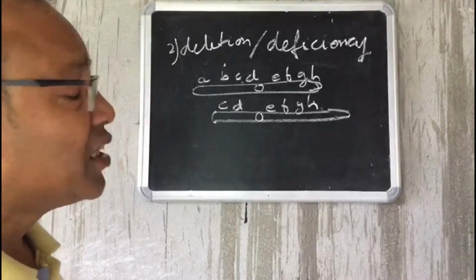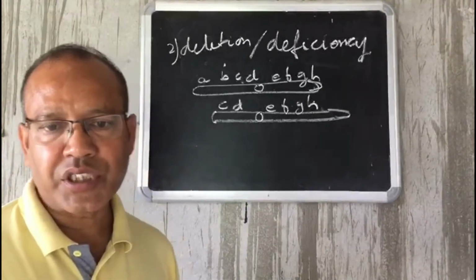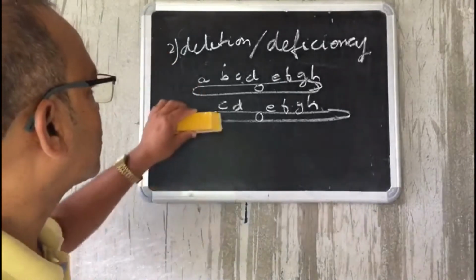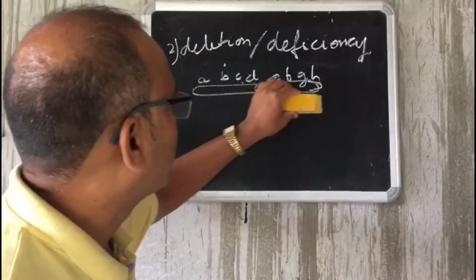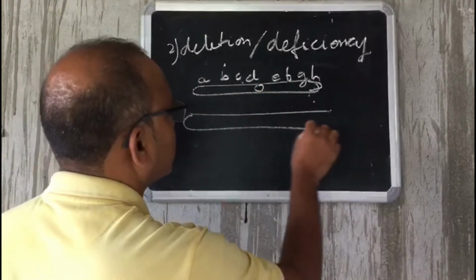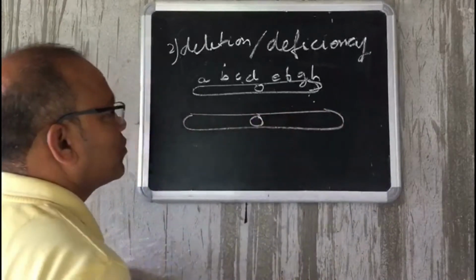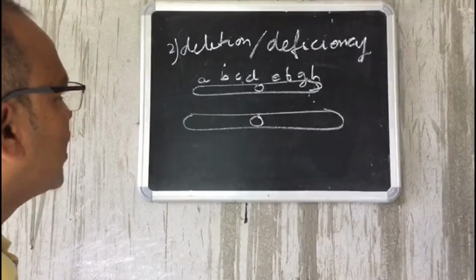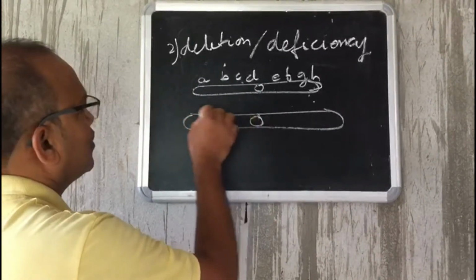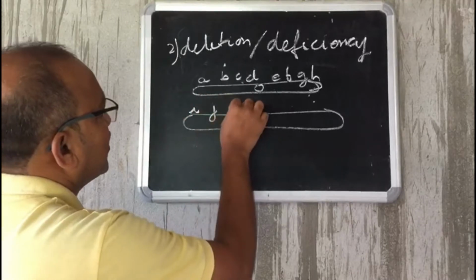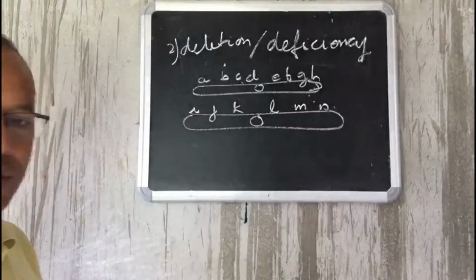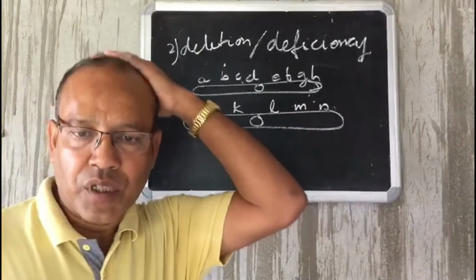Next we have translocation. Translocation takes place between two non-homologous chromosomes. Let's say this is the first chromosome, and the other is a non-homologous chromosome. Non-homologous chromosomes, as we know, are of different shapes and sizes, and the genes are also different. So let's take for example I, J, K, L, M, N. This is the non-homologous chromosome.